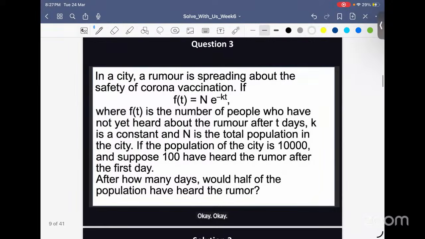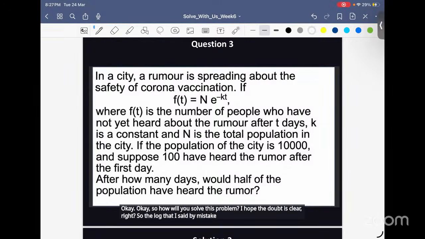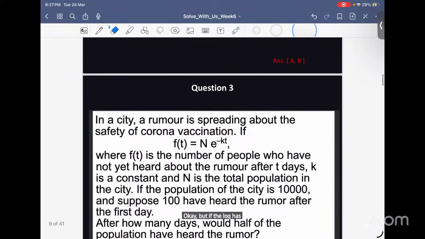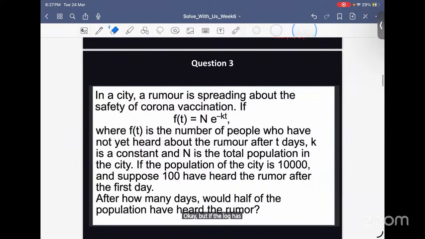Okay, so how will you solve this problem? I hope the doubt is clear, right? The log that I said by mistake is always one-to-one, that's not correct. It all depends on the function inside the logarithm function. I just told about this logarithm function, but if the log has a different g(x), the composite function, then it will change.